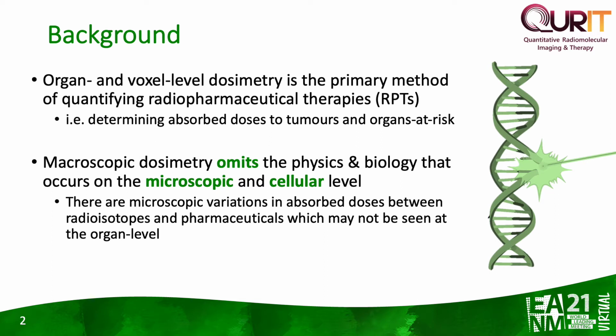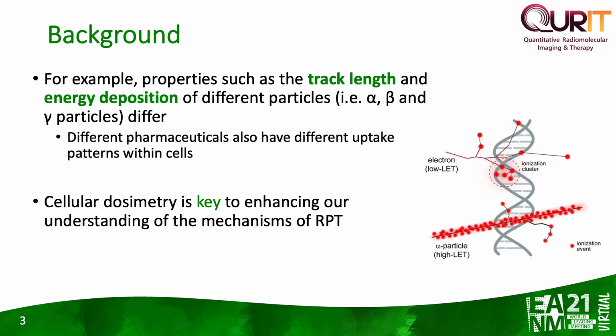However, dosimetry on this macroscopic level omits the physics and biology that occur on the microscopic or cellular level. There are microscopic variations in absorbed doses between radioisotopes and even between radiopharmaceuticals that cannot be seen at the organ level. For example, various properties such as the track length and even energy deposition patterns of different particles, i.e. alpha particles, beta particles, even gamma particles, etc., differ. Furthermore, different pharmaceuticals also have different uptake patterns within cells themselves, and all of these properties will not be able to be seen on the macroscopic level.